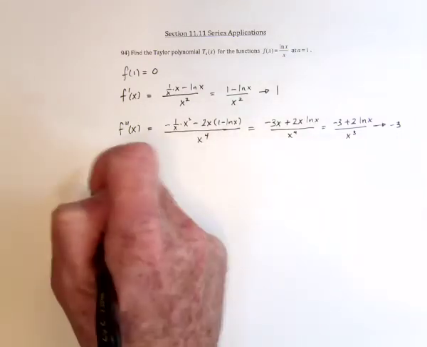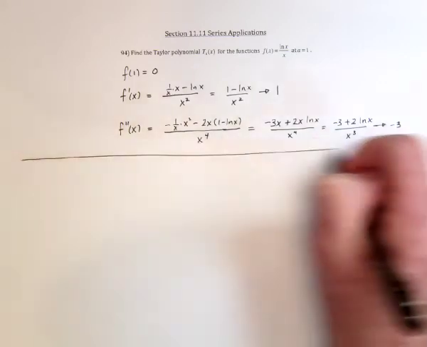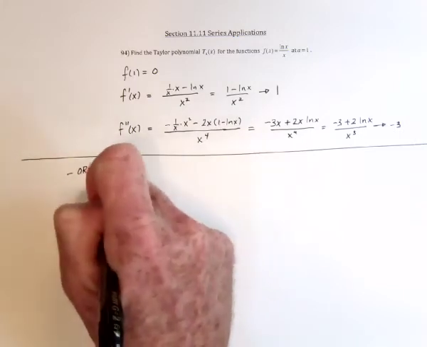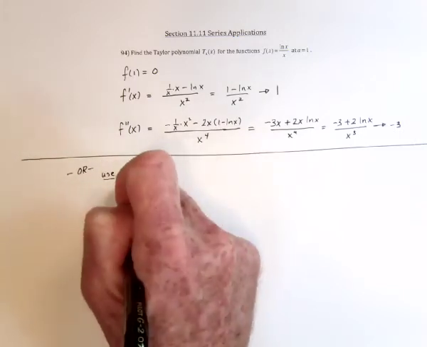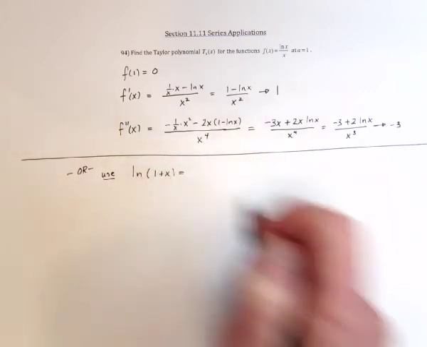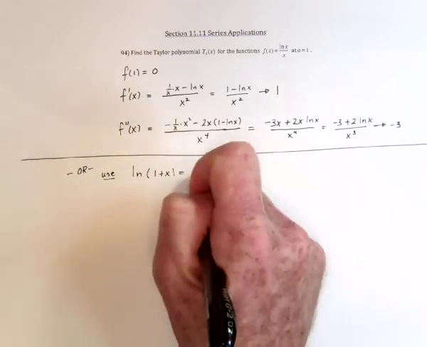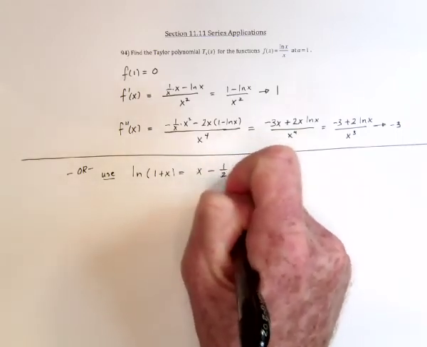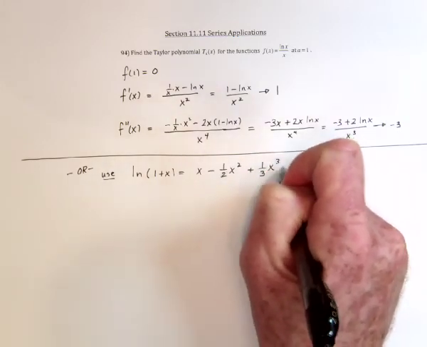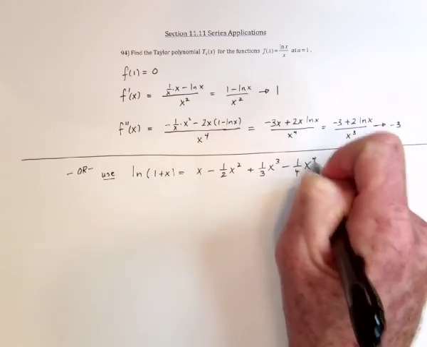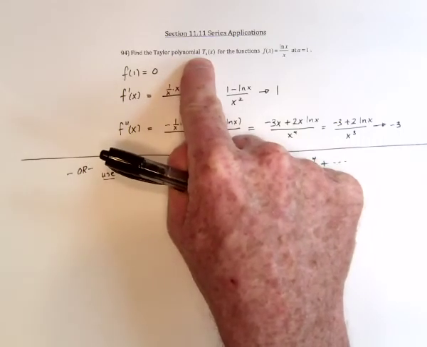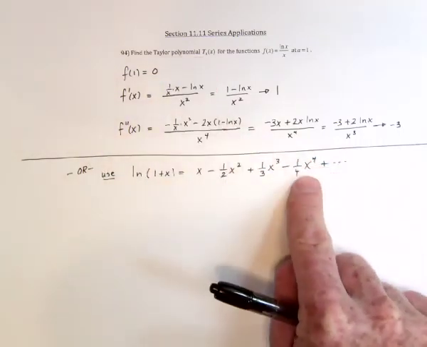Well, for natural log of x, we'll just take a break right here, or you could use this series for natural log of x. I don't have it on our little cheat sheet, but natural log of 1 plus x is x minus 1/2 x squared plus 1 over 3 x cubed minus 1 over 4 x to the fourth. And so if we're going to use the fourth degree Taylor polynomial, we just need up to that point.